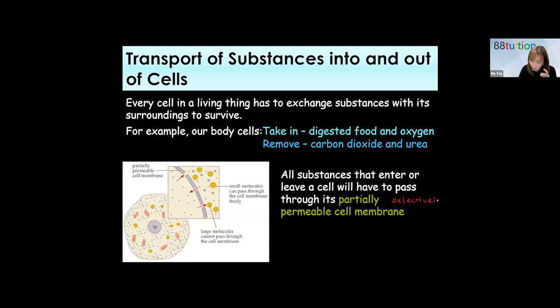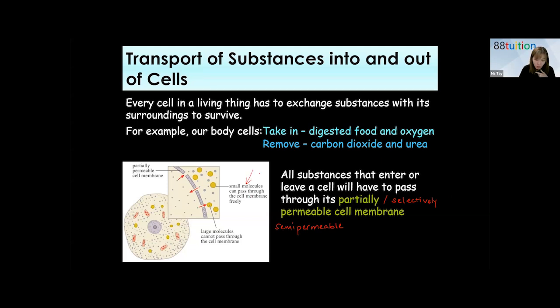Okay, I can't write on the other side, so let me erase a little. There's one last one that you will see, called semi-permeable. So there are three different terms to describe the cell membrane: partially permeable, selectively permeable, semi-permeable. All of these are telling us that the cell membrane will only allow some substances to pass through.